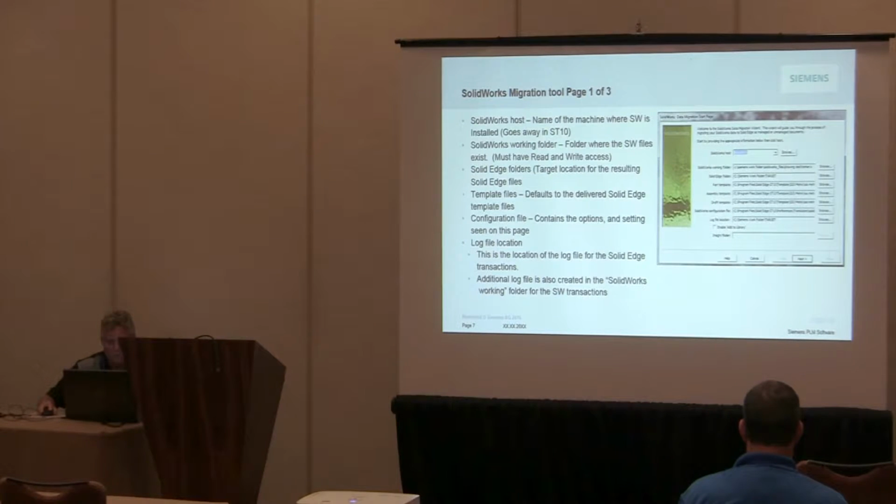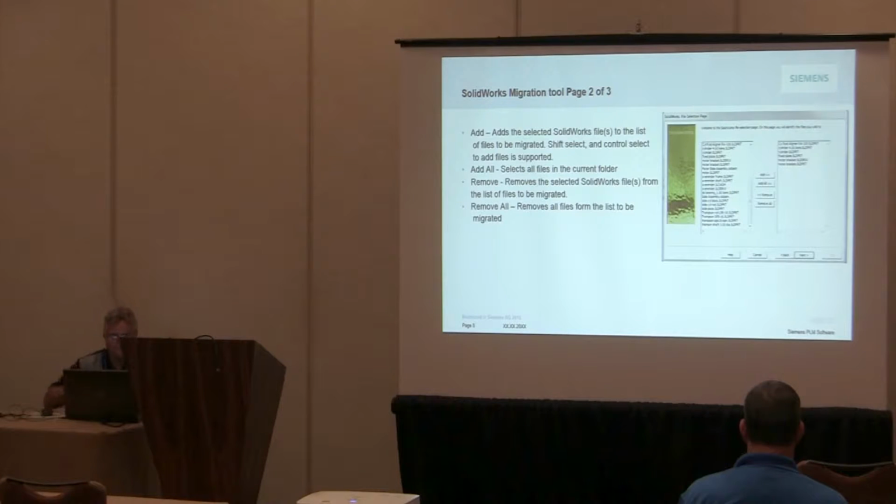All right, so this is the next dialog that comes up, and on the left-hand side is that list of all the files that we found in the SolidWorks folder. And the idea here is to take the folders that you want to migrate, move them from the left-hand side to the right-hand side. And you can do that by saying add all, which would take everything from the left, put it on the right.